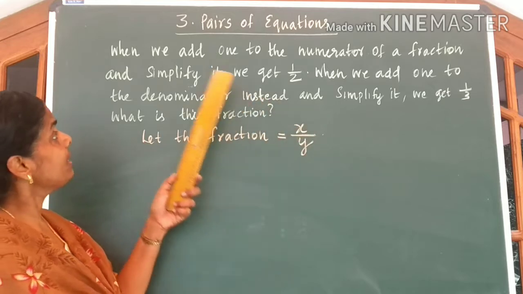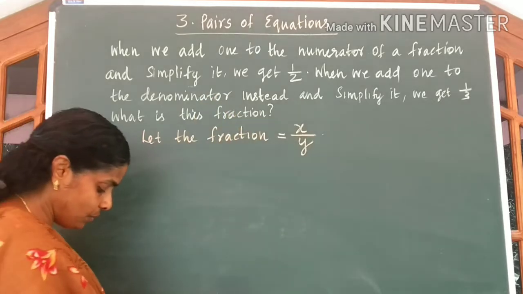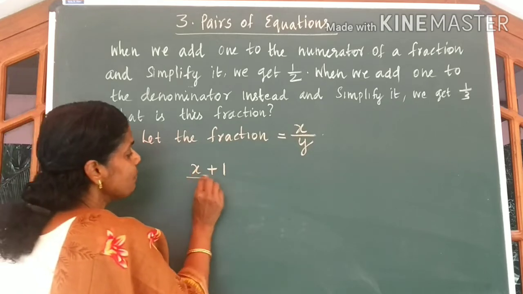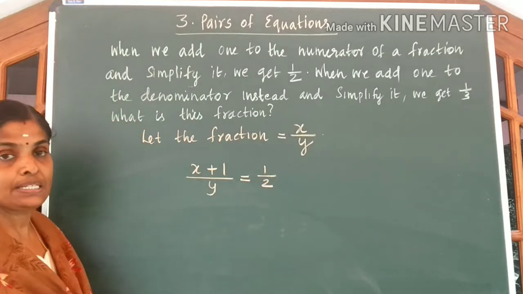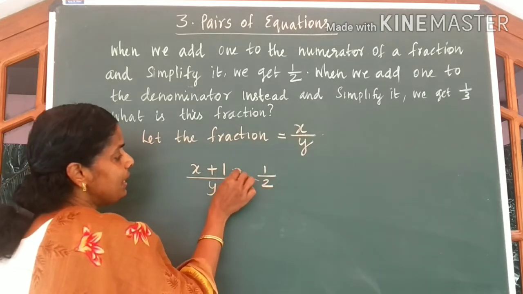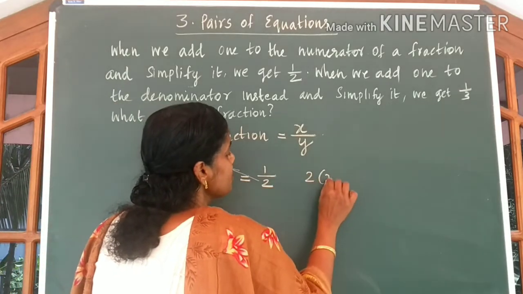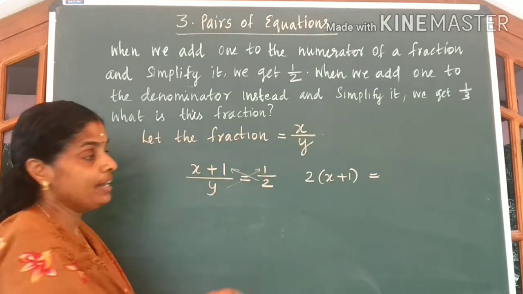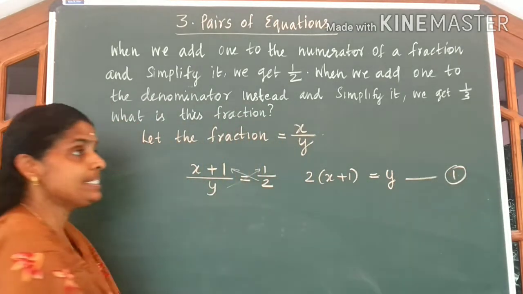Now come to the condition. When we add 1 to the numerator and simplify, so what we have to do? We have to add 1 to the numerator, no change for the denominator, is equal to 1 by 2. From this, we can write one more equation. That is, if you cross multiply this 2 with this x plus 1, you get 2 into x plus 1 is equal to y multiplied with this 1. So you get 2 into (x plus 1) is equal to y. Let us name this the first equation.